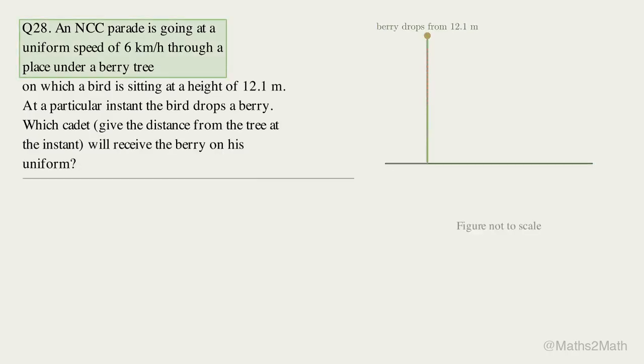Question 28. An NCC parade marches at 6 kilometers per hour under a berry tree. A bird at 12.1 meters drops a berry. Which cadet, at what distance from the tree, receives the berry? What does this mean? The berry takes a fixed fall time. The cadet who is that marching time away arrives just as it lands.